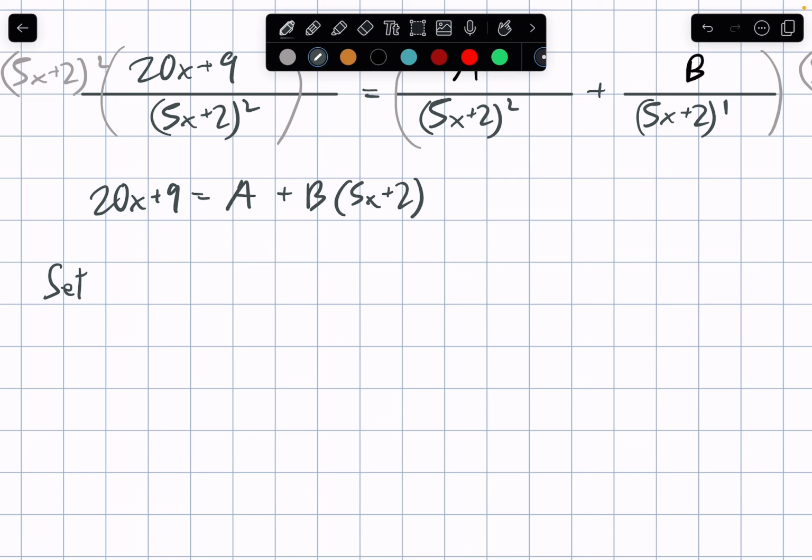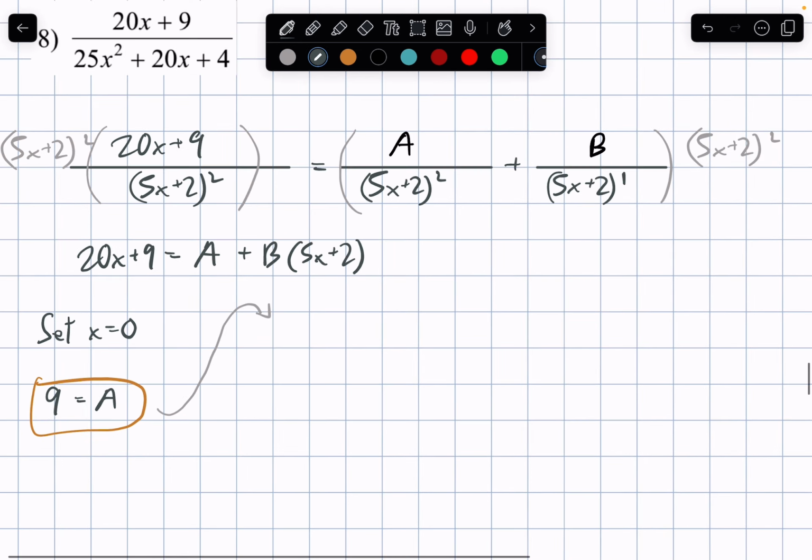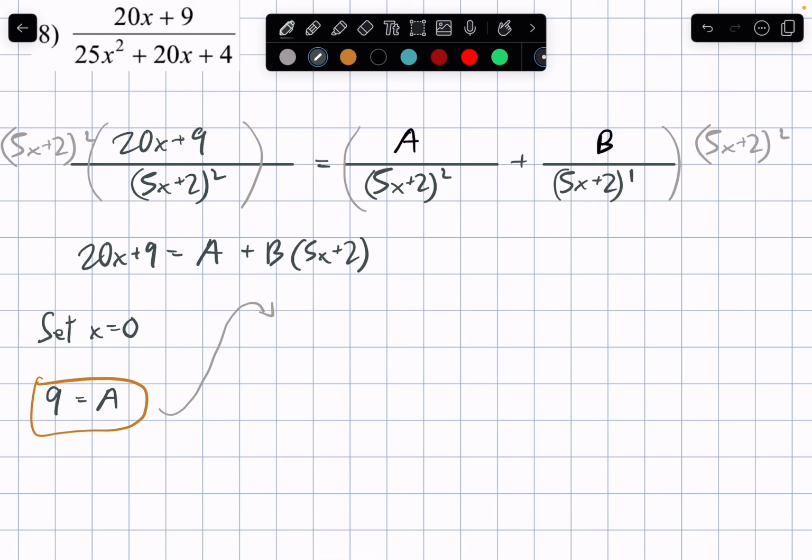20x plus 9 is equal to A plus B times 5x plus 2. Method 1, set x equal to 0 so that this term becomes 0 and we can look for A. So 20 times 0 is 0, 9, and then we have A. 9 is equal to A. How about B? I think we can only use method number 2 to find B. So that means we have to simplify the equation. 20x plus 9 is equal to A plus 5bx plus 2b. x times 5b plus A plus 2b.